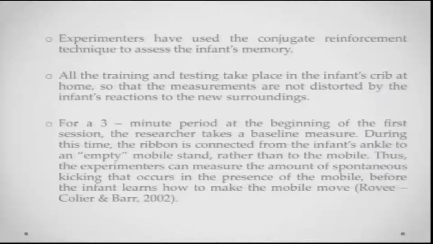So, they will kick for a time, once the movement is initiated, they will kind of lay back and watch its movement, and that is a very interesting play idea as well. Now, they use this technique of conjugate reinforcement to assess the infant's memory.